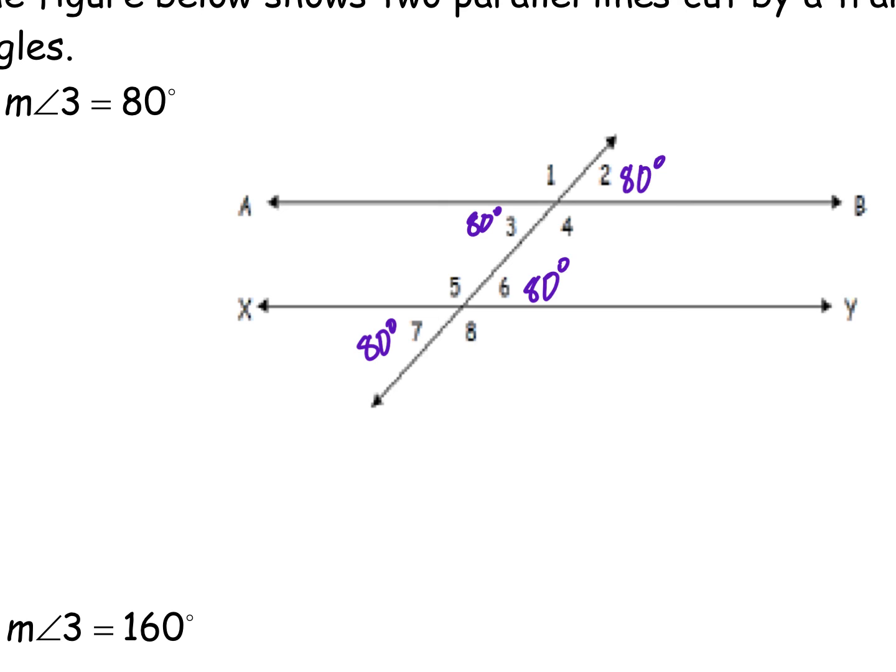How do I find angle 1? 180 subtract 80 is 100. Okay. Are there any other angles that equal 100? 4, 5, and 8. Right. Not too bad, right? Pretty easy? Can you do that? Awesome, you got 4 problems.